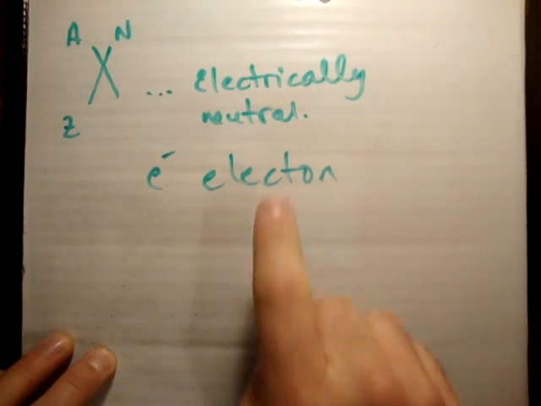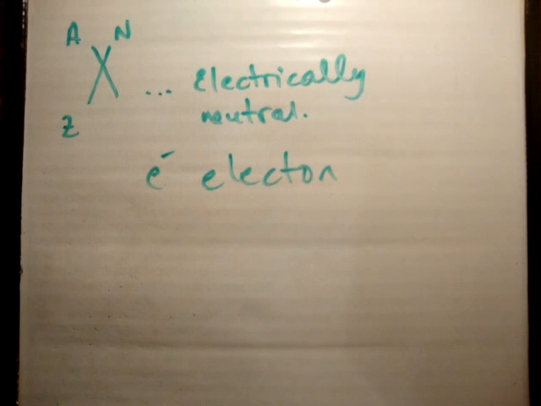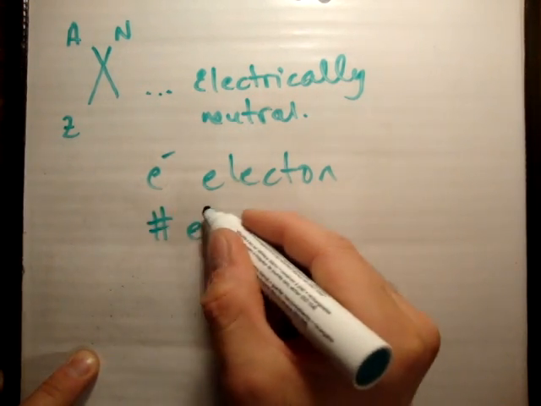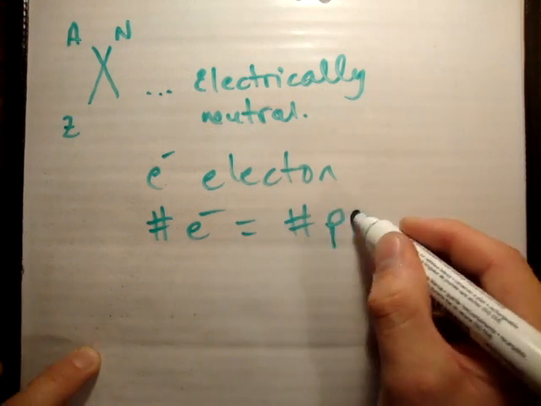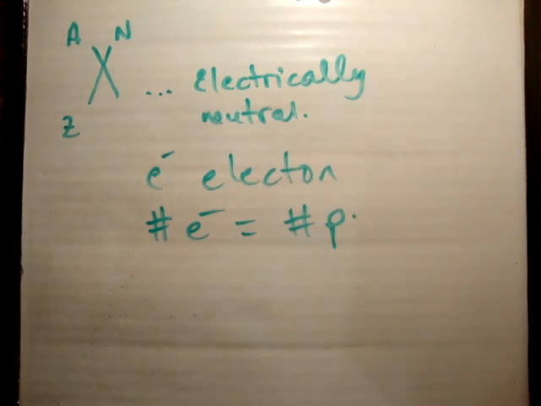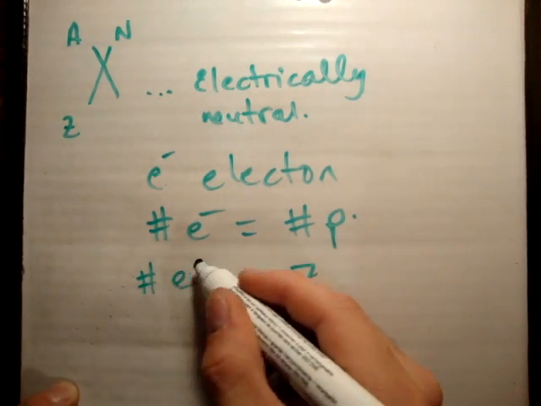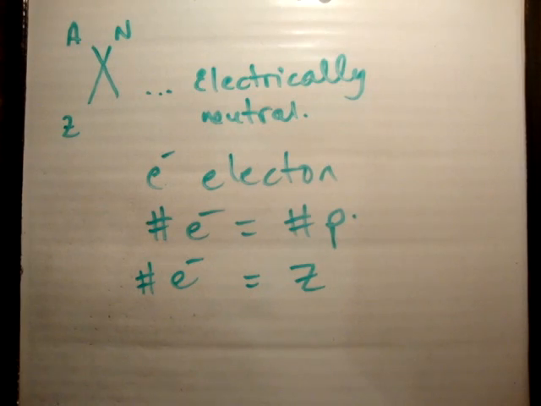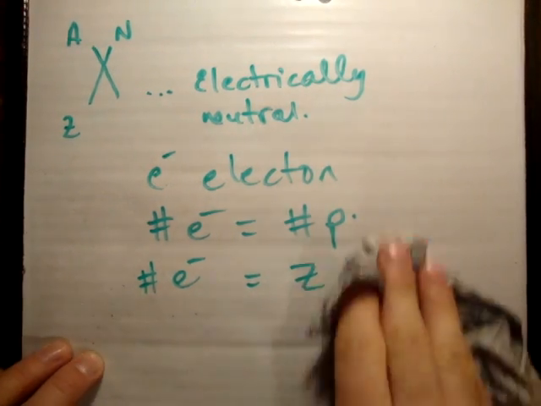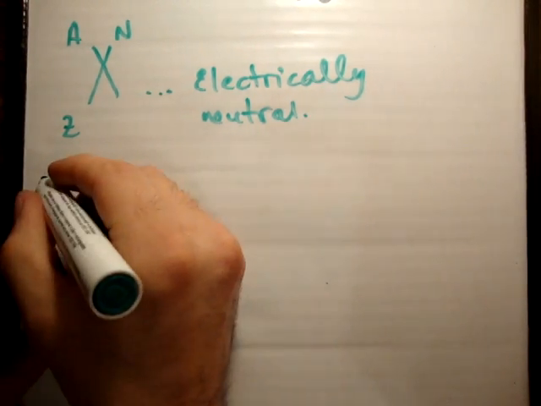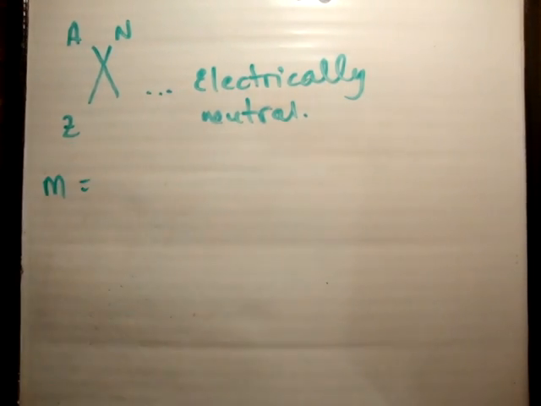But in order for us to have an electrically neutral atom, we must have the same number of negative charges for the electrons as we do positive charges. That means the number of electrons is equal to the number of protons. But what letter do we use for the number of protons? That is Z. Therefore the number of electrons is also equal to Z. Of course the charge is different. So let's take into account the mass of the whole atom, which we say is just m.